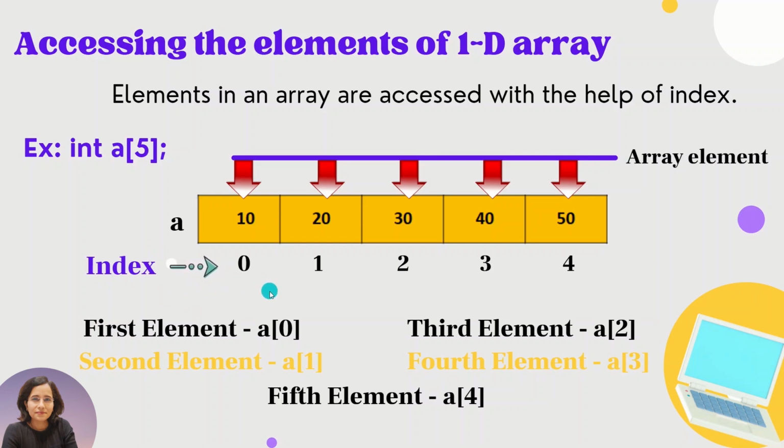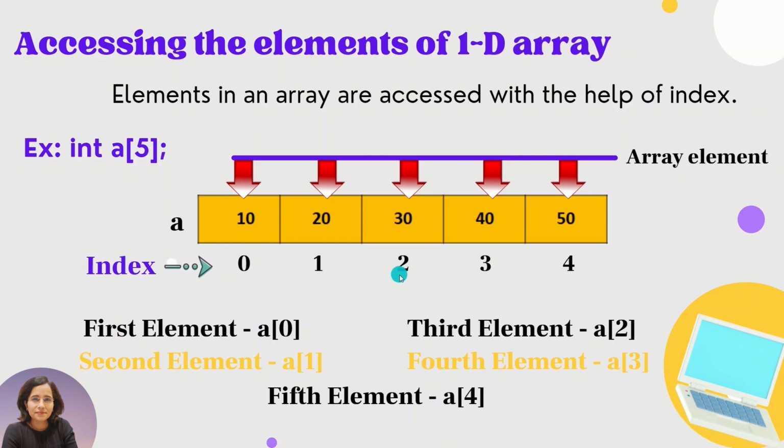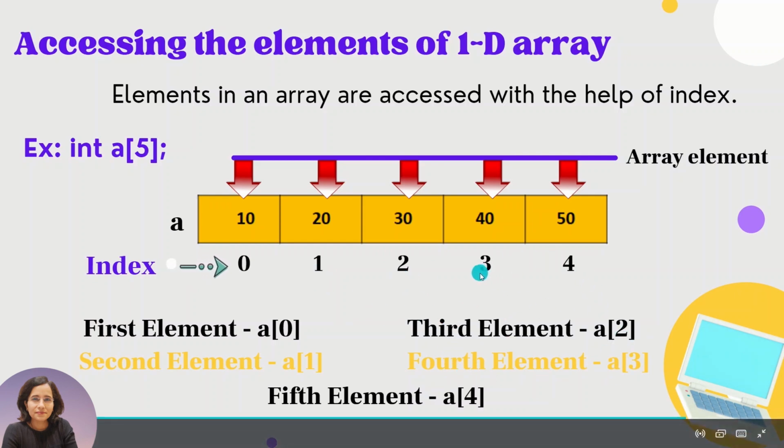In case of arrays, the index always starts with 0 and keeps incrementing by 1. So you can see here the first element starts at index 0, the second element at index 1, the third element at 2, the fourth at 3 and the last element at 4. So if I want to access the first element, I should mention A of 0. Second element will be A of 1. Third element will be A of 2. Fourth element will be A of 3. And the fifth element will be A of 4.